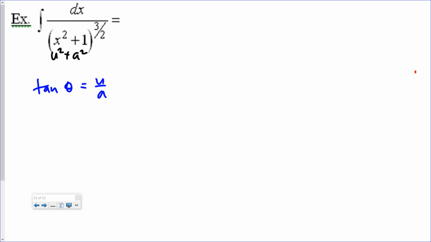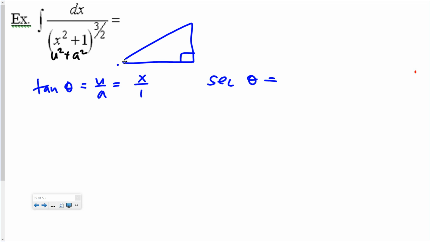The first thing you would do is write tangent theta equals u over a. Then you're going to define your u. Your u is x and your a is 1. If you have a tangent, you also have a what? A secant. So I'm going to have to draw my picture. It's always a right triangle. Maybe you knew and maybe you didn't, but SOHCAHTOA only works with right triangles. This tells me that my opposite side is x and my adjacent side is 1. So let me label that in my picture. Using the Pythagorean theorem, I can get the hypotenuse is the square root of x squared plus 1.